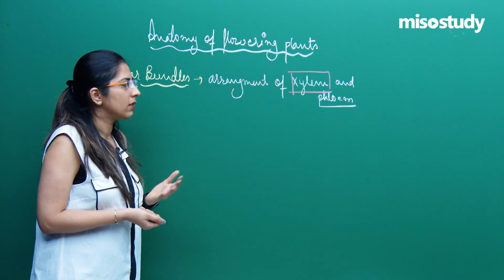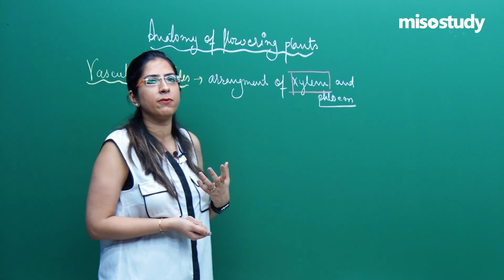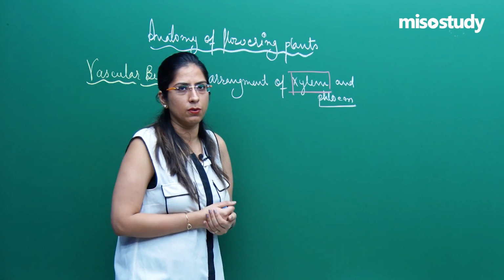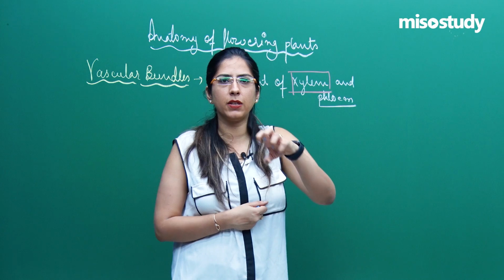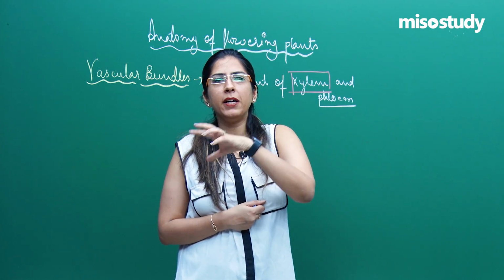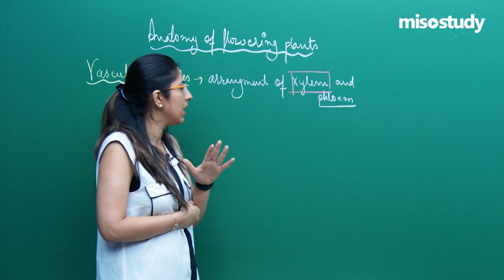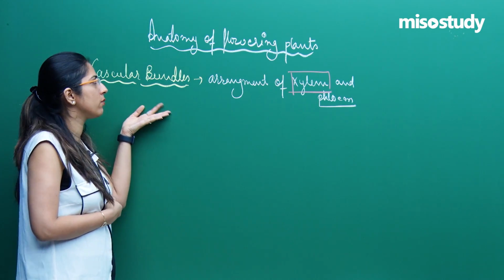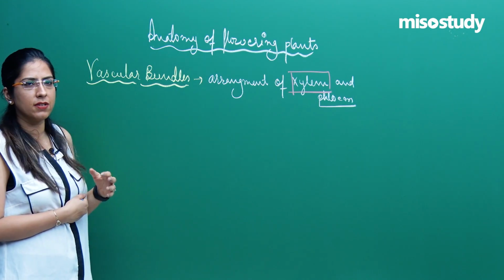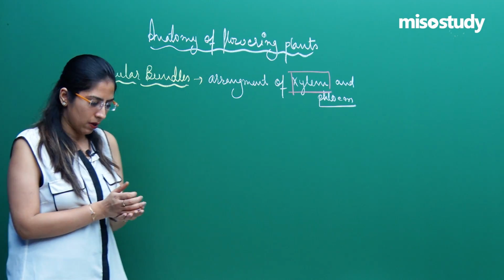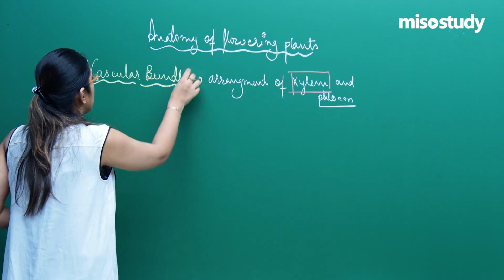The second type of tissue system we have is the ground tissue system. The ground tissue system includes the hypodermis, and all this pith and medullary rays come in the ground tissue system. The third we have is the vascular tissue system. In the vascular tissue system we have vascular bundles, which have xylem as well as phloem. Now let's talk about the vascular bundles.